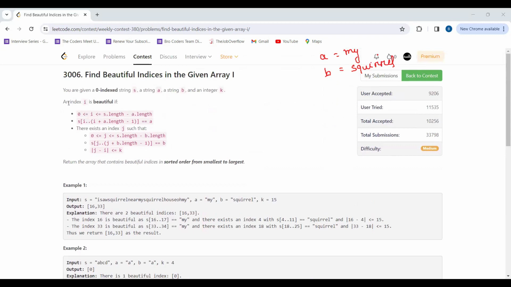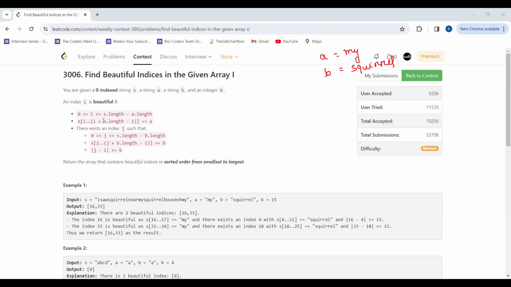So finally, an index i is beautiful if, first of all, we need to find an index i such that starting from i, we can find that particular word A.